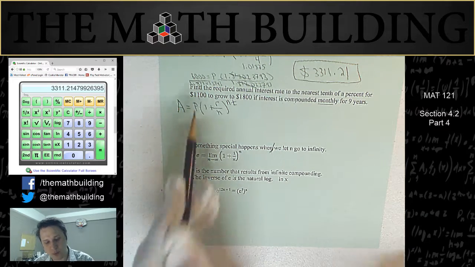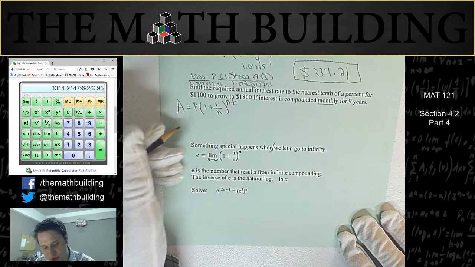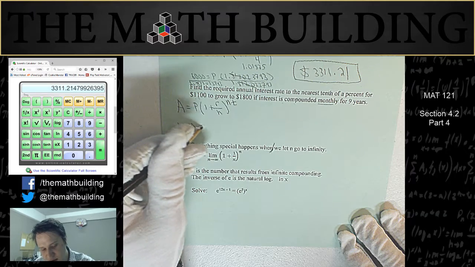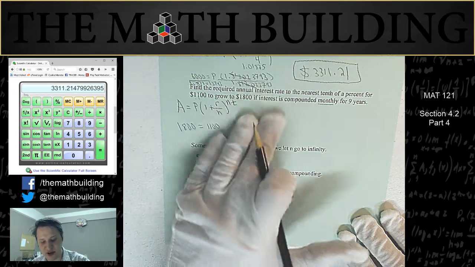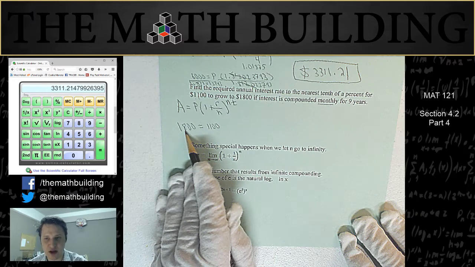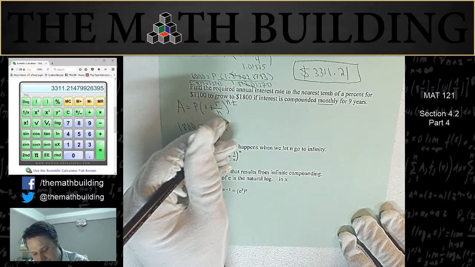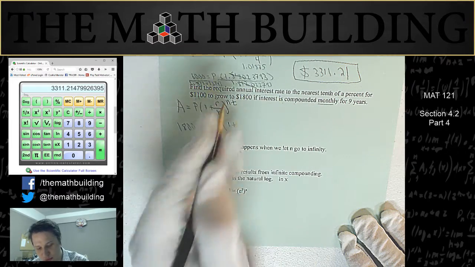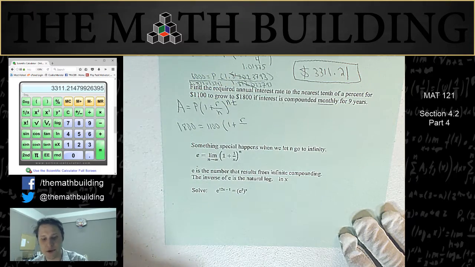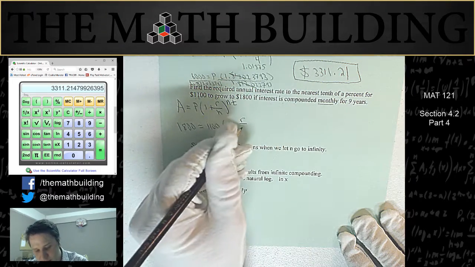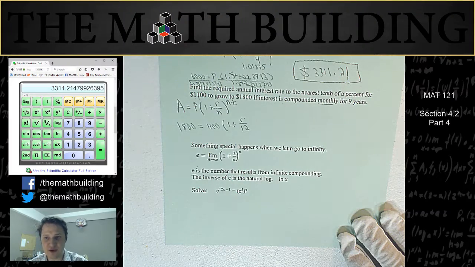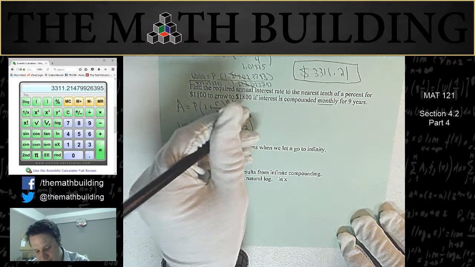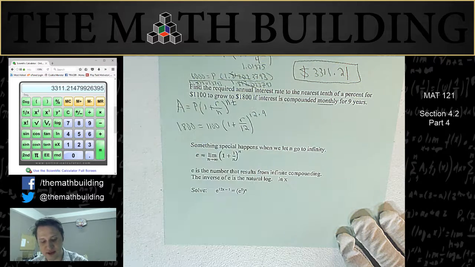So let's plug in what we know. We want 1,100 to grow to 1,800. So that means our final value is 1,800, and our initial value is 1,100. Does that make sense? Our principal is 1,100, and it's going to grow to 1,800. We need to know the interest rate. It says find the required annual interest rate. So I don't know what that is, so I'm going to call it R. We're compounding monthly. So that means N is equal to 12. Also, N is equal to 12 up here, and we're doing this for 9 years. So there you go. That's going to be the formula we get.